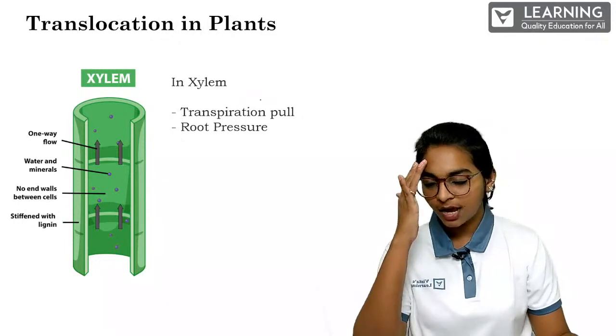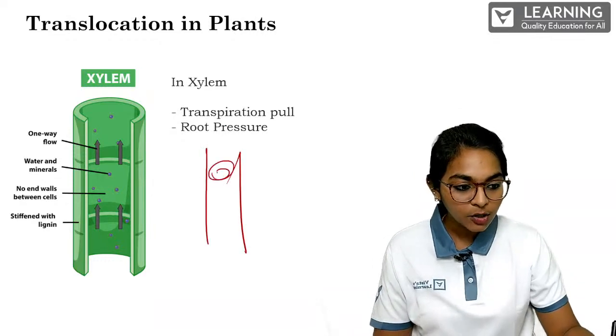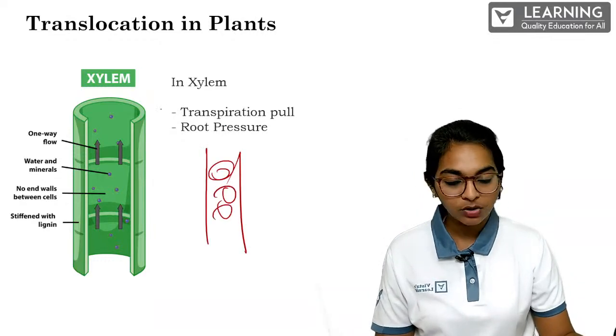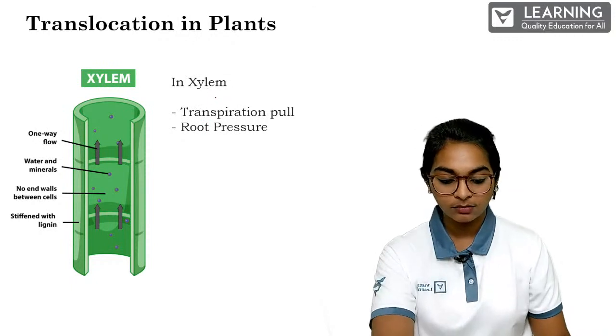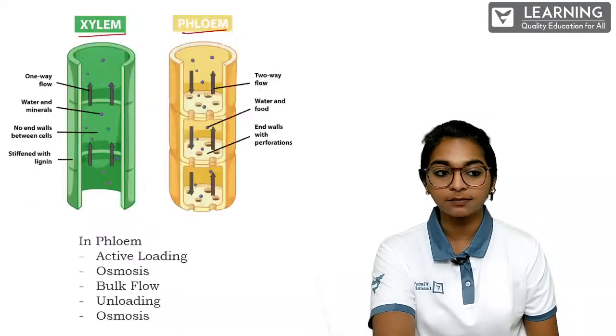Now, can you understand what this is? And xylem cells, you just have to have this in mind. Xylem cells are dead cells, which means they'll have only the cell wall. The cytoplasm, nucleus, mitochondria, nothing is present. Everything is dead. Clear? But still the water column is maintained because of these two factors.